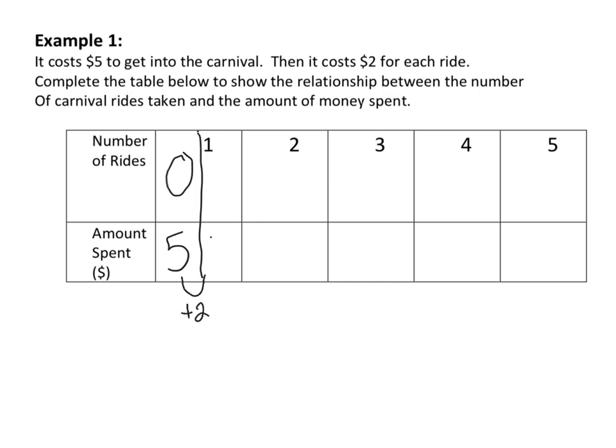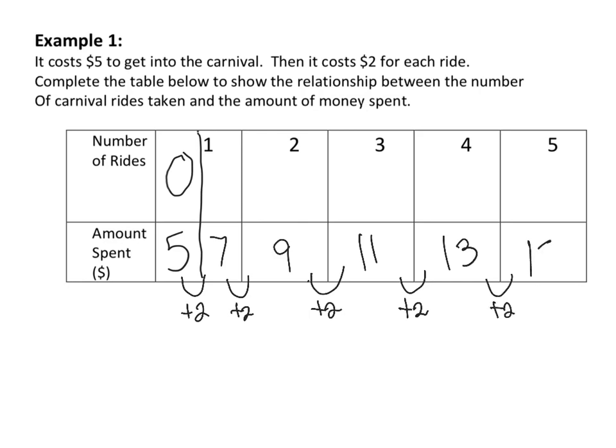So 5 plus 2 is 7. 7 plus 2 is 9. 9 plus 2 is 11. 11 plus 2 is 13. 13 plus 2 is 15. So this table now shows us our one-time fee, our base fee just to get into the carnival, and how much we changed each time we rode a ride. We would add $2.